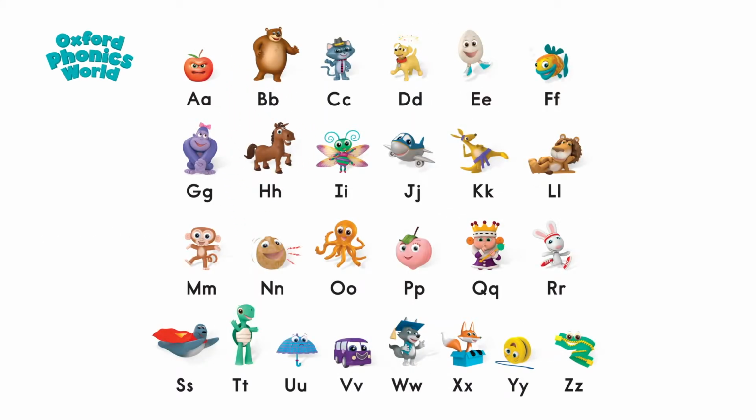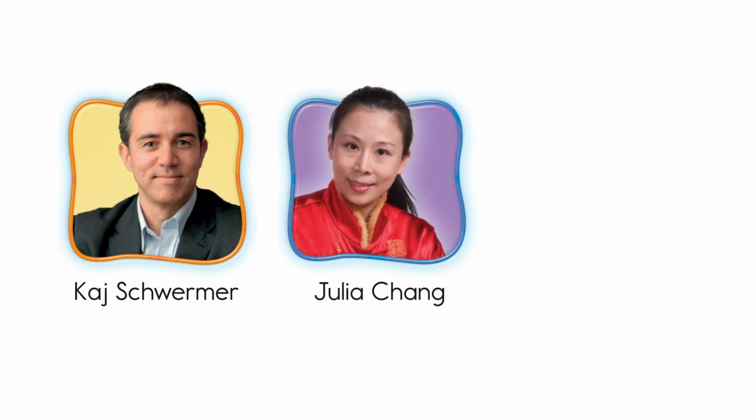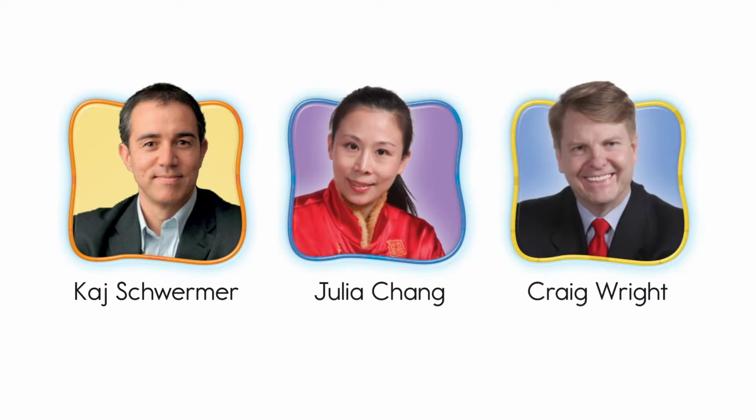Oxford Phonics World is carefully structured to develop these 4 language skills, and to help children be able to recognize and use the 26 letters and 44 sounds of the English language. Authors Kai Schwimmer, Julia Chang, and Craig Wright are experienced teachers and teacher trainers who specialize in phonics instruction. In this video, they share their top tips to help you get the most out of your phonics lessons.